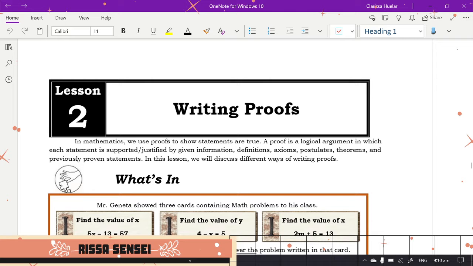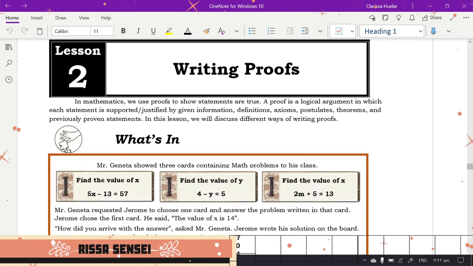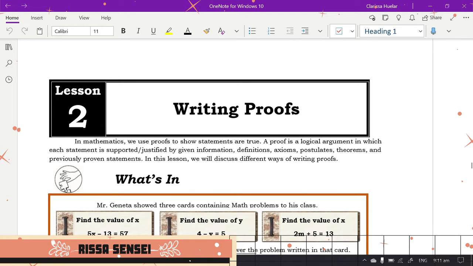Discussing Lesson 2 in logic and reasoning, which is writing proofs. This is very important, especially when we are in the third quarter. Kasi sa third quarter, magsusulat tayo ng mga proofs. We need to prove that this figure is congruent to this, etc.